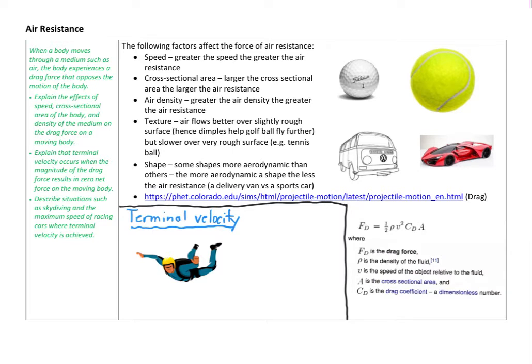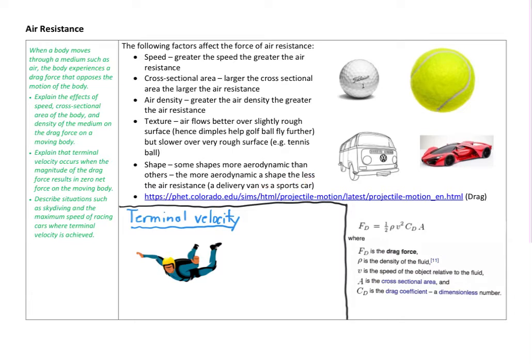It's also why a half taped up tennis ball is a really good thing to swing bowl with if you're playing backyard cricket. The other thing that affects the amount of air resistance is the shape. Some shapes are more aerodynamic than others, and the more aerodynamic a shape, the less air resistance.